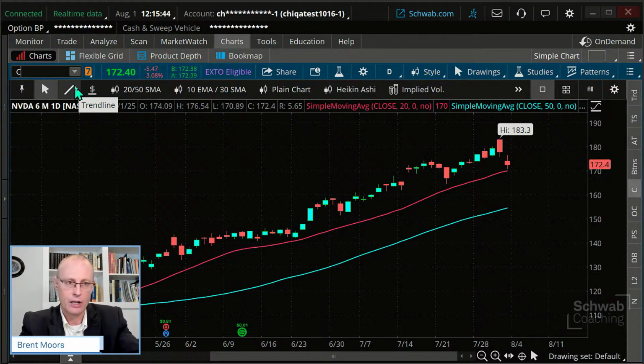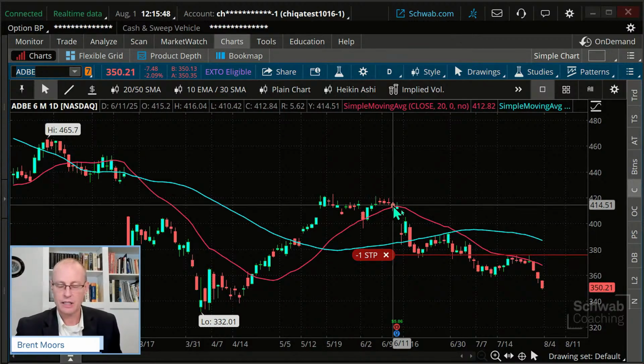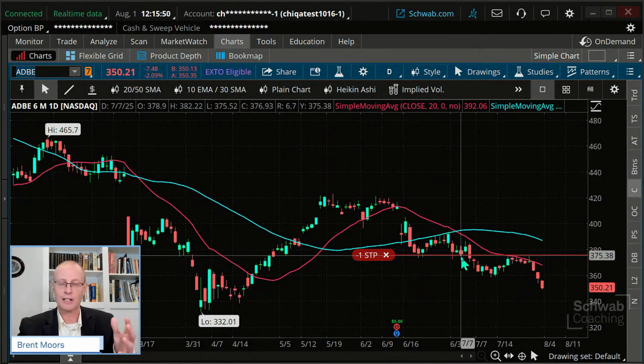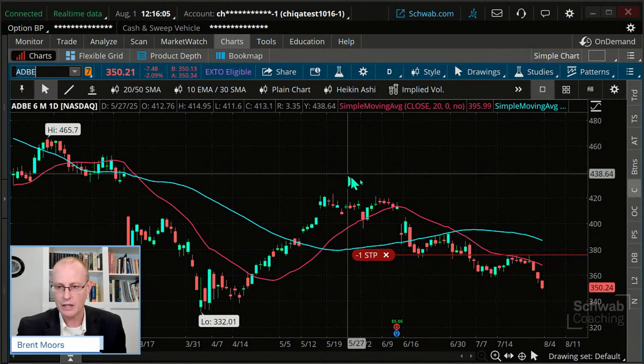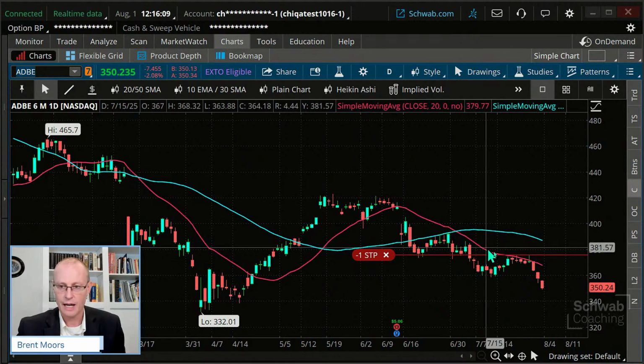If I go back to Adobe, this is a stock with a nice downtrend. It's harder to find stocks that are downtrending, at least more liquid, bigger stocks right now, because the market for the most part has been going up. Today is the exception. Today, most stocks are going down. But the general trends of these, as we're looking back a month or two, we see them going down.